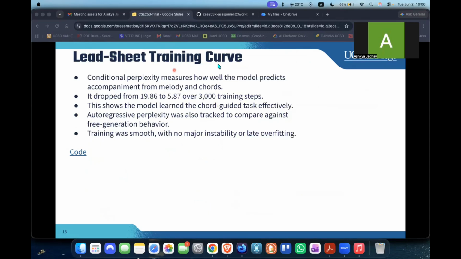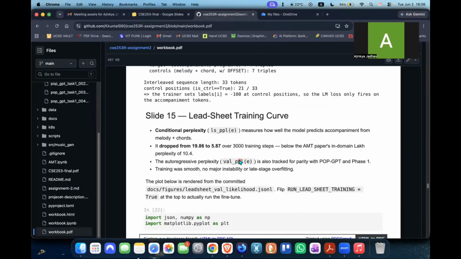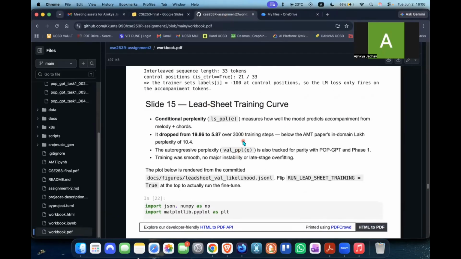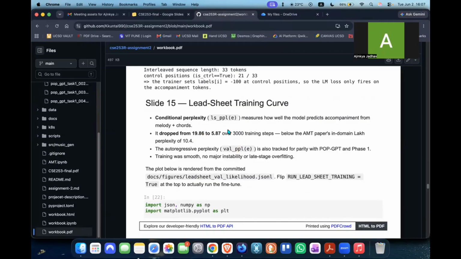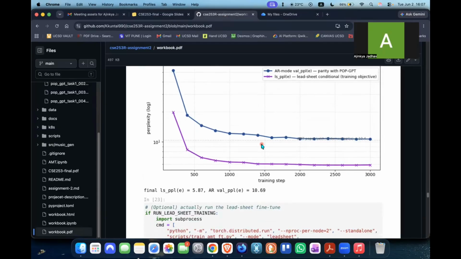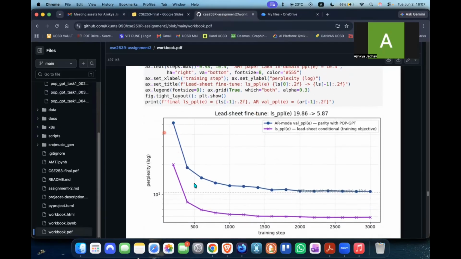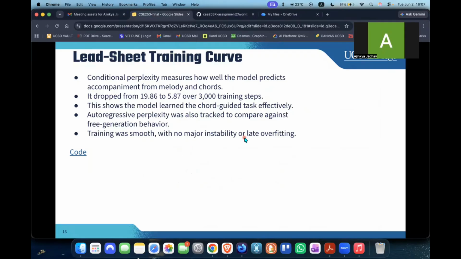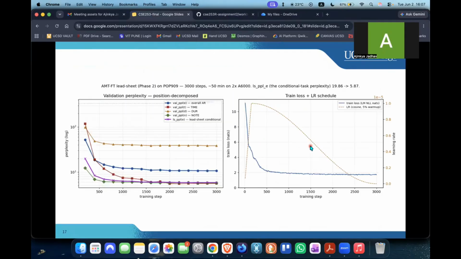Moving forward, the lead sheet training curve. The conditional perplexity measures how well the model predicts an accompaniment from melody and chords. It dropped from 19.86 to 5.87 over 3000 training steps. If we see the code in here, this was the lead sheet training curve. As I mentioned, it dropped from 19.86 to 5.87 over 3000 training steps. Going down towards the curve, it is very smooth and there are no abrupt elements popping around. Training was smooth with no major instability and there was no overfitting as well.